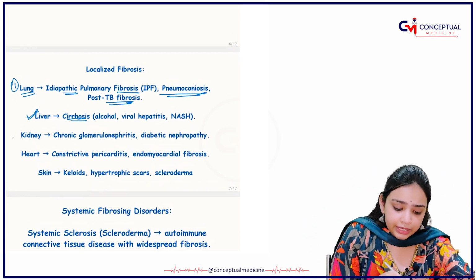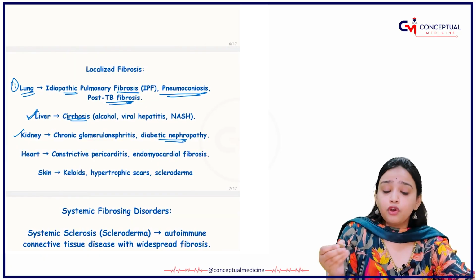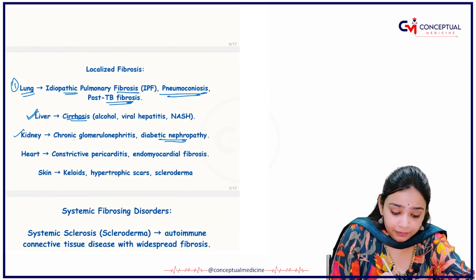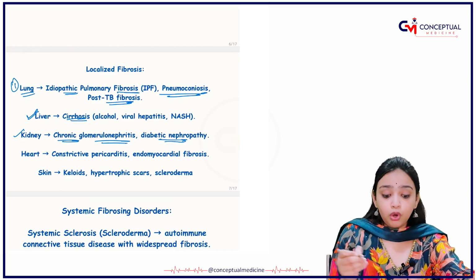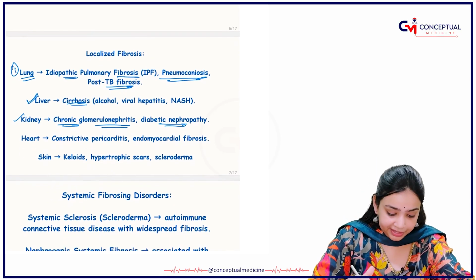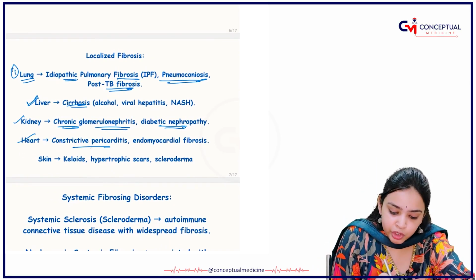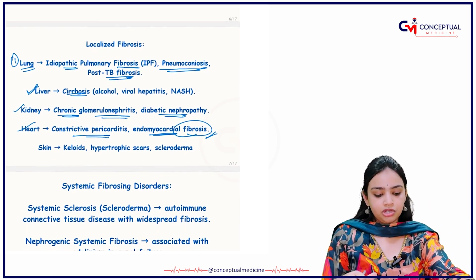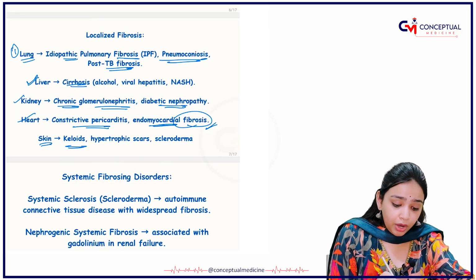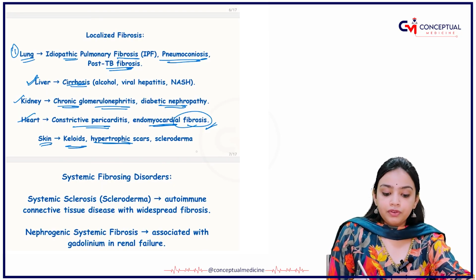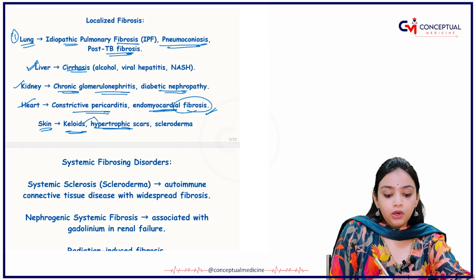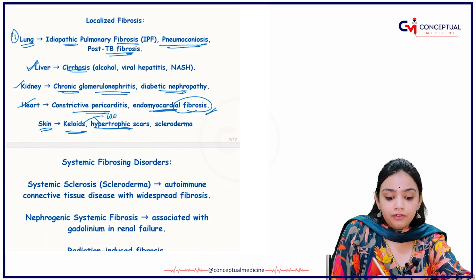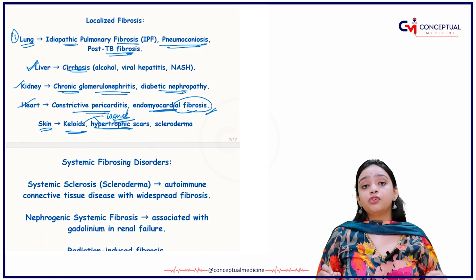Okay. In the kidneys you have diabetic nephropathy. Okay. And you also have chronic glomerulonephritis. In the heart you have constrictive pericarditis and endomyocardial fibrosis. In the skin you have keloids and hypertrophic scars. And you know what? Keloids and hypertrophic scars are a very famous question of your wounds.